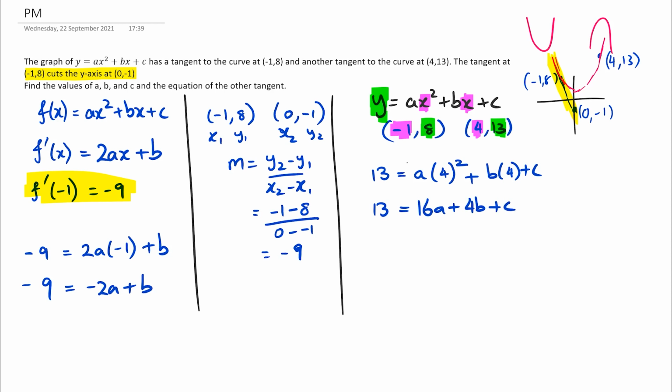Now I'm going to do the same thing with (-1, 8). So I've got 8 equals a times -1 squared plus b times -1 plus c. When I simplify or expand, -1 squared is just 1. So I've got a minus b plus c equals 8.